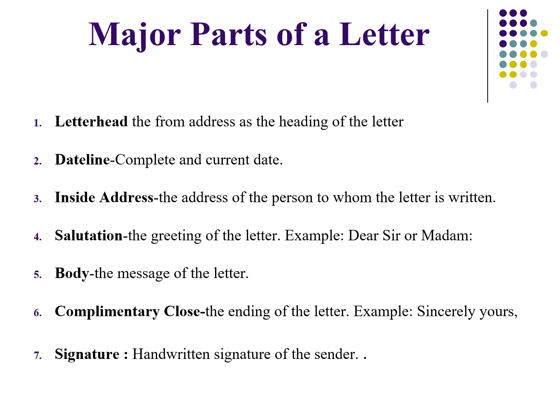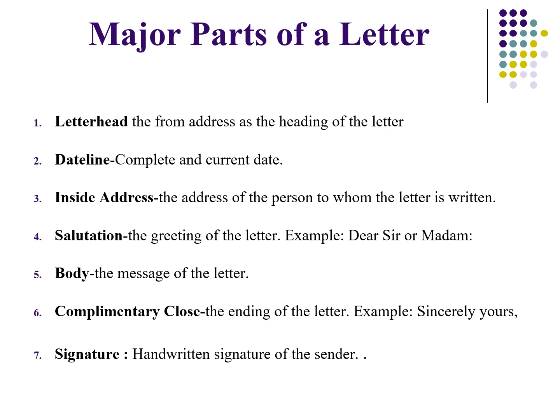Coming to the major parts of a letter, there are 7 parts. Number 1 is the letterhead. That is the address of the person who is sending the letter. The heading is called the letterhead. The date line is the second part, which is the current date of writing the letter. Number 3 is the inside address. It is the address of the person to whom the letter is written.